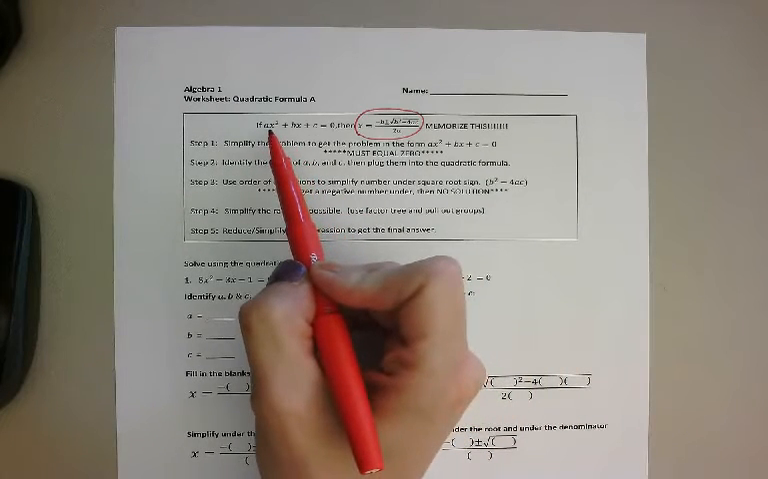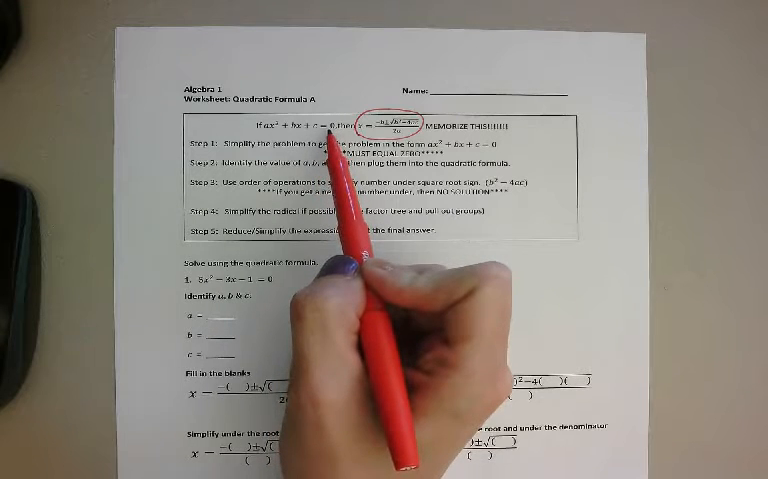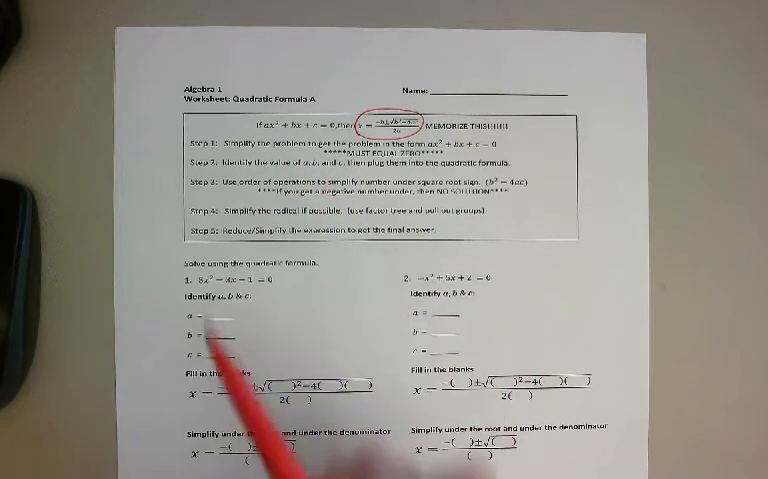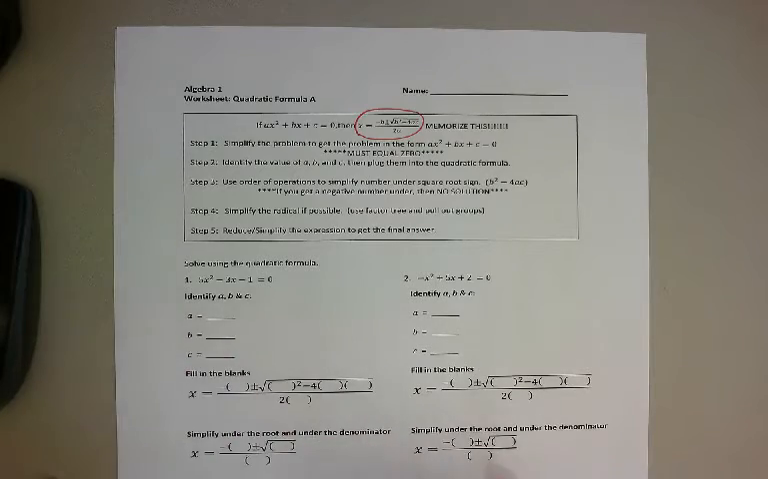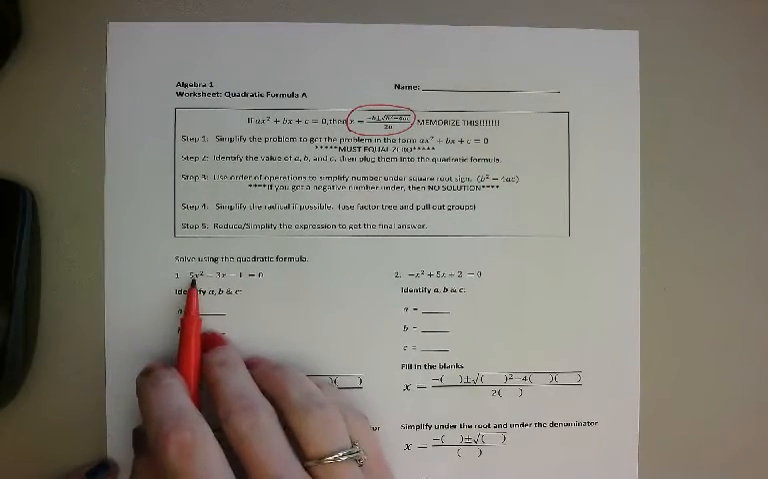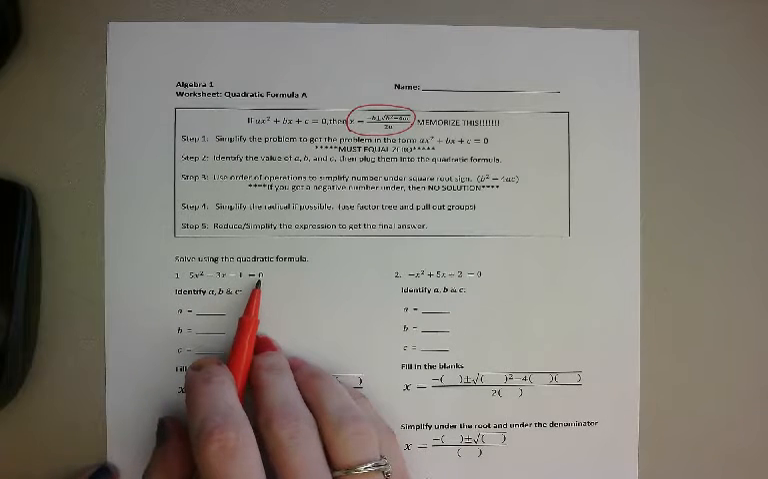Now, to use it, the ax squared plus bx plus c must be set equal to 0. We're going to identify our values, plug them in, and simplify. So let's take a look at the first example. All right, they've got it in standard form. They've got the x squared, the x, the constant. They have it set equal to 0.